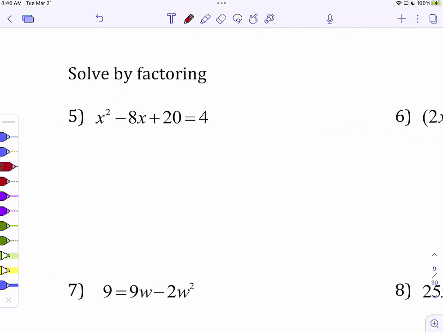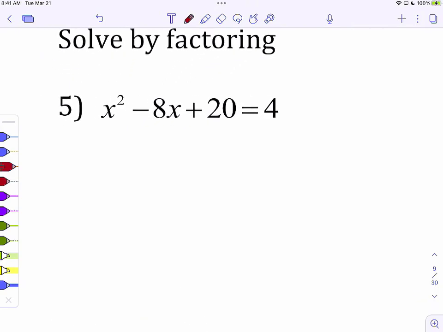On number 5, if you don't do the first step right, you're going to have problems. Does anybody want to raise their hand? Because this one's a little different than some of the other ones we've done. What's the first step to this problem?